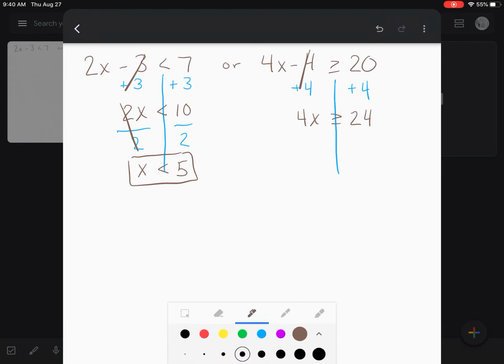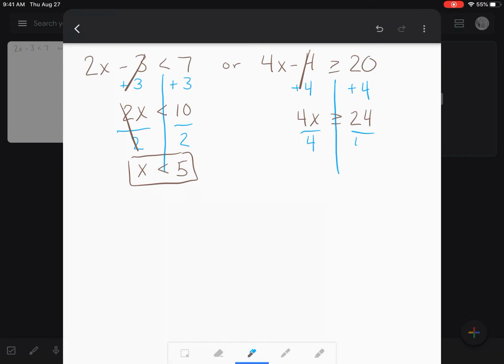All right. Next step, divide by 4 and divide by 4. These cancel. That gives me what? x is greater than or equal to 6. So I do have two kind of solutions here. I have x is less than 5 or x is greater than or equal to 6.